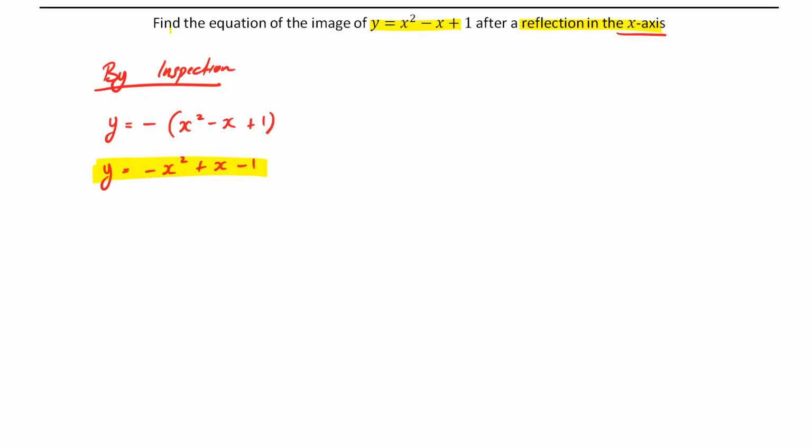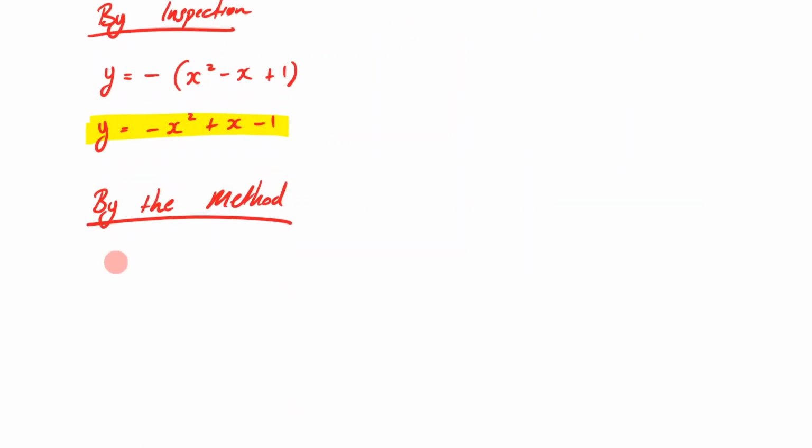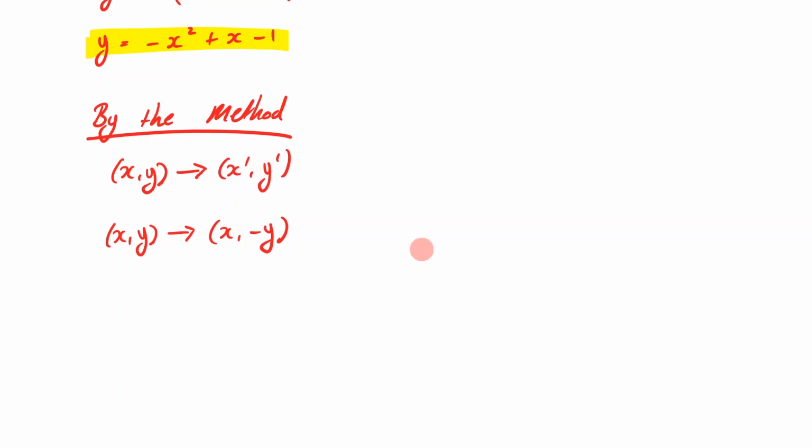The other way to go about this is to do it by the method, which is the long way to do it. Okay, so you're starting with a point, I'm going to a new point. I know that I'm reflecting in the x-axis, so that means my y value is going to change. My x will stay the same. Now I'm going to say x dash is equal to x, y dash is equal to negative y.